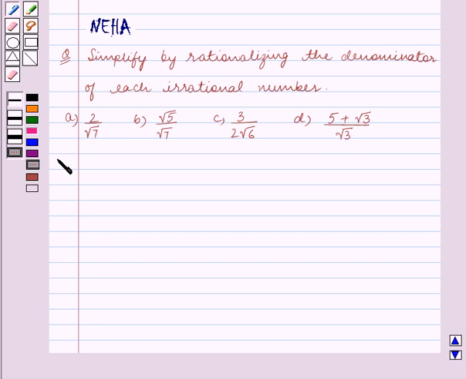Let's start the solution now. In part A, we are given 2 by root 7. Now we have to simplify this irrational number by rationalizing the denominator. For this, we will multiply both numerator and denominator by the least possible irrational number such that the denominator becomes a rational number. So in this case, we multiply both numerator and denominator by root 7.